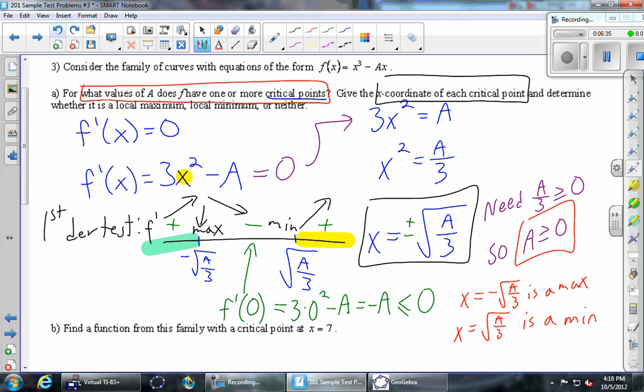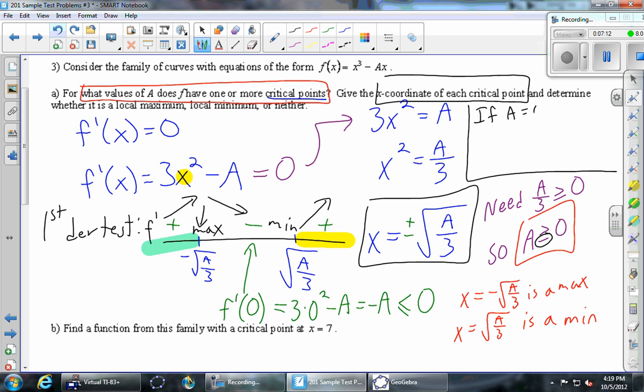There is one little sticky point here, and that's the question about what happens if root a over 3 and negative root a over 3 are exactly the same number. We've drawn it so that there's some space in between them, and we assumed that there was. But there is one value of a which would make these two points smush together and be the same point, and that's a equals 0. So a equals 0 would make both of these critical numbers the same number.